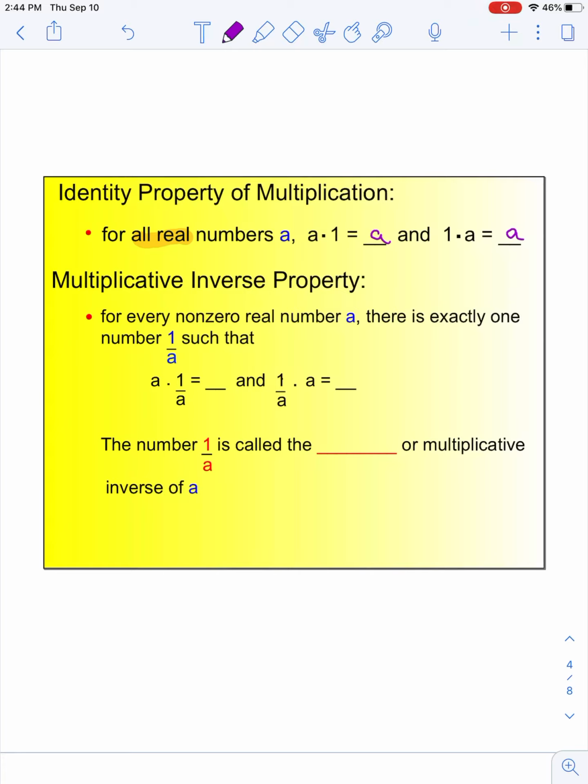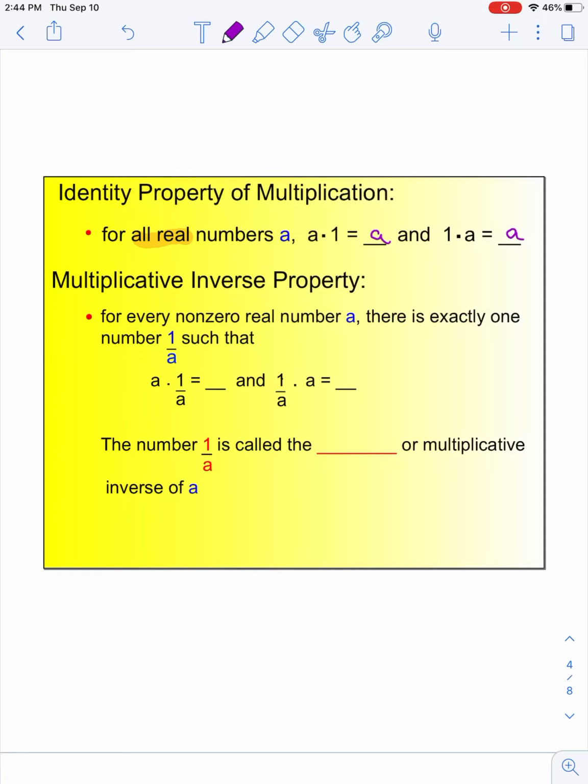Now, there's also the multiplicative inverse property that says for any non-zero real number A, there is exactly one number, 1 over A, such that when you multiply A times 1 over that number, you always get an answer of 1. Because if we multiply this like a fraction, what you end up getting is 1 times A, which is A, over A times 1, which is A, and any number divided by itself is always 1.